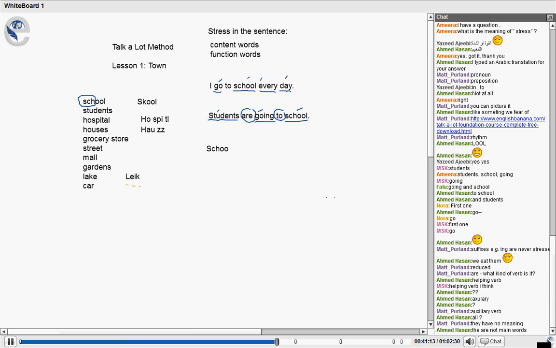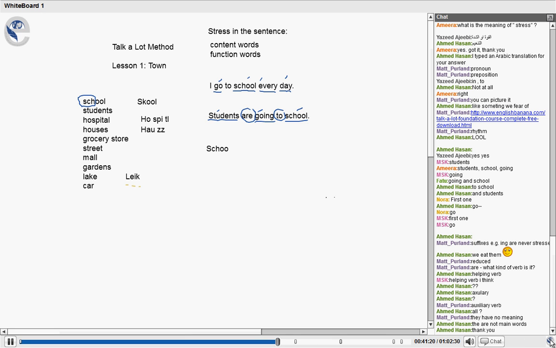Good. The point here is that when we've got the function words, we reduce them, and we do this by taking away the vowel sound. So we don't say students are going to. We don't say the full vowel sound, but we reduce them, we make them shorter. What's important to me is to get to the next stress, which is go. Students are going to school.